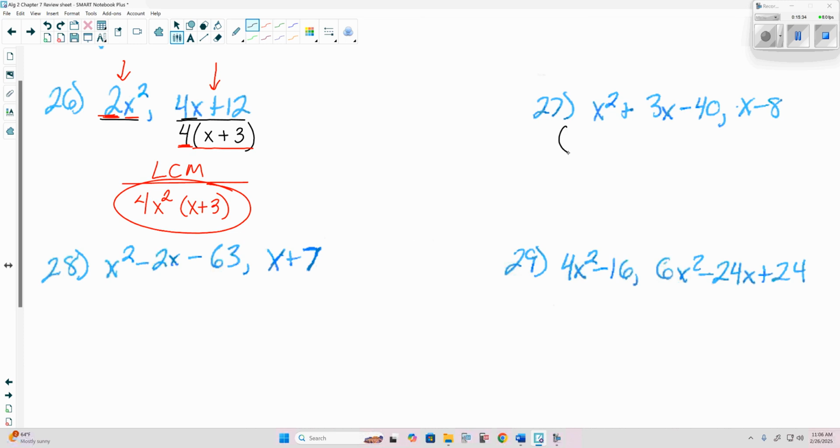This here will factor. Since the third term is negative, our signs are opposite. Factors of x squared are x and x. Now our factors of 40: 1 and 40, 2 and 20, 4 and 10, 5 and 8. 8 is going to be positive, 5 is going to be negative.